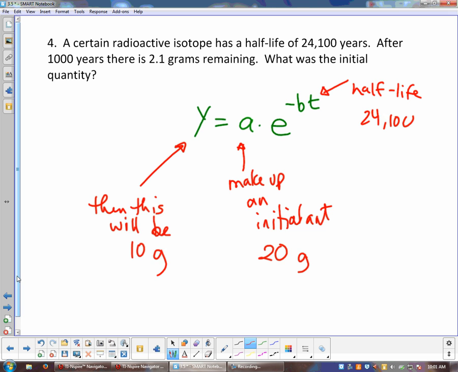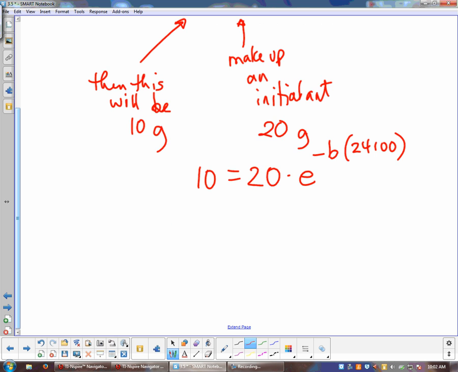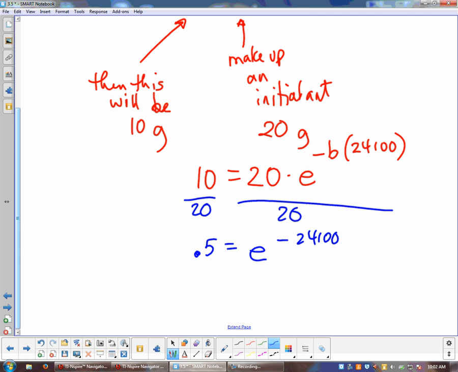So we are going to write 10 equals 20 times e to the negative b times 24,100. And what would we do to solve this? First step here, Jack? Dividing by 20, so we end up getting 0.5 equals e to the negative 24,100b.